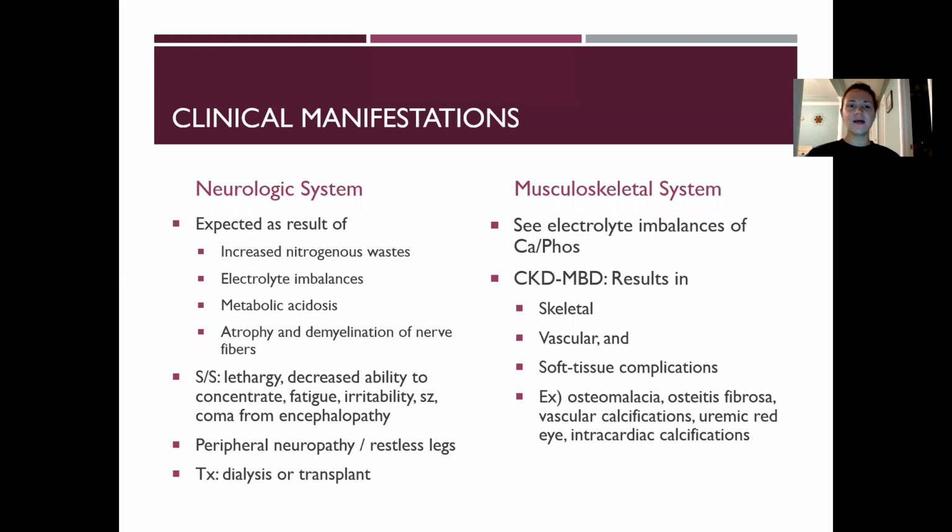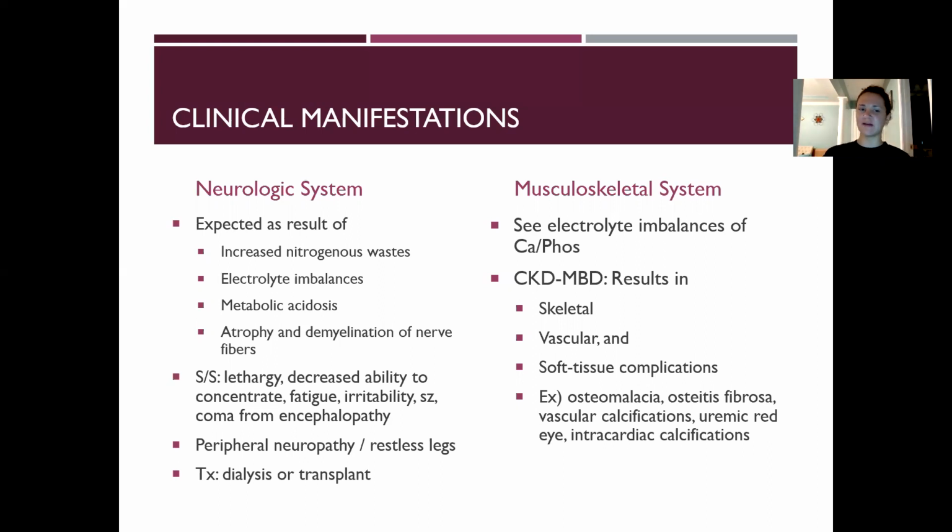In the neurologic system, we will have neurological changes expected as a result of increased nitrogenous waste in the blood. We've talked about that already. Electrolyte imbalances, especially sodium. Metabolic acidosis can cause neurologic alterations and abnormalities. And then further progression of CKD will lead to atrophy and demyelination of nerve fibers. So that can definitely be a problem. We need to get them treated to prevent some of these symptoms from occurring. Signs and symptoms are lethargy, decreased ability to concentrate, fatigue, irritability, seizures, and then encephalopathy or coma.